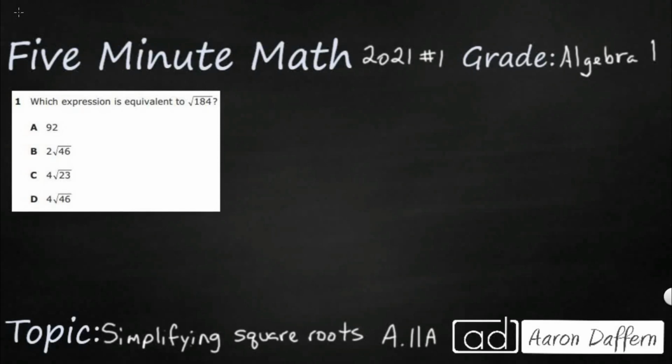Today we are looking at the Algebra 1 concept of simplifying square roots. This is standard A.11A in the great state of Texas, and we are using item number 1 off the 2021 released STAAR test. If you haven't done so already, please go ahead and take a moment to pause the video, work this problem out on your own, unpause it, and we will look at our answers together.